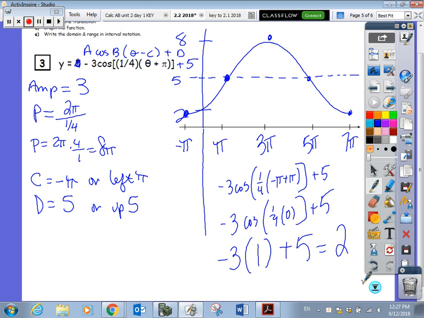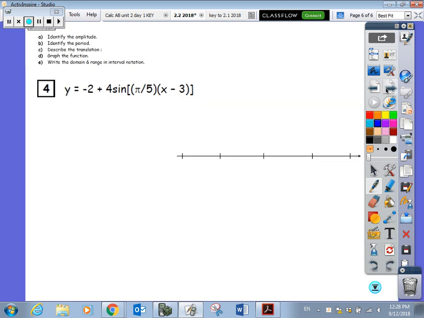Domain, -infinity to infinity. Range, bracket 2, comma, 8 bracket. And the last one, again, if you don't like that -2 out front, move it to the back. If you don't care, then leave it there. Just be sure you don't say -2 plus 4. So this one, our amplitude is 4.